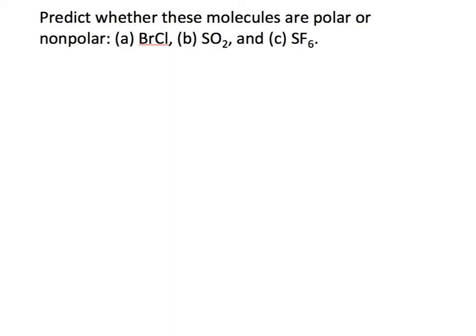Alright, this is practice problem 9.3, which says predict whether these molecules are polar or non-polar. Alright, so if we first just start out with bromine chloride, the first thing you should know is that this is a Br bond to Cl. It's a diatomic molecule, which means that it's going to always be polar. And the chlorine is more electronegative than bromine, and so the electron is being pulled from the bromine to the chlorine. And so the first one is polar.